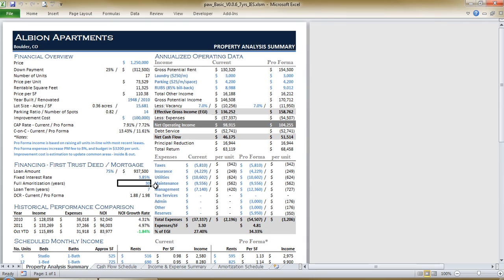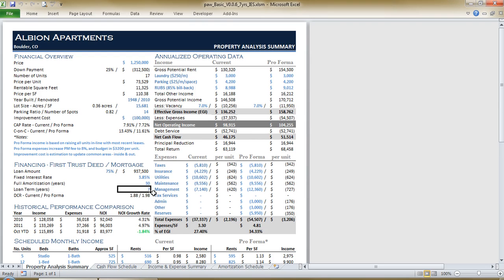Amortization, for residential, 30 years is pretty standard, but as you move to commercial, 25 is actually more standard. Banks will do 30, more so for apartments than anything else, and you can actually find agency or government debt that'll go up to 40. So we allow you to customize that as you'd like, but I know from talking to the bank on this deal, they'll do 30 years.